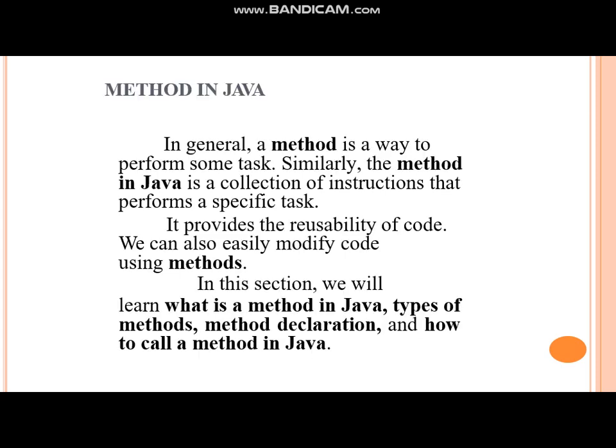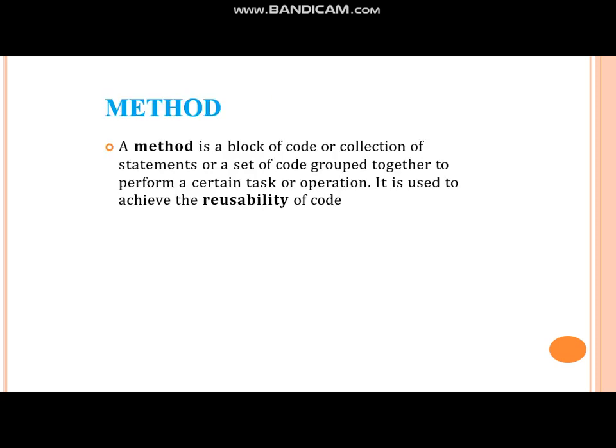Then methods in Java. In general, a method is a way to perform some task. Similarly, the method in Java is a collection of instructions that perform specific tasks. It provides the reusability of code. We can also easily modify code using methods. In this section, you will learn what is a method in Java, types of methods, method declaration, and how to call a method in Java. Method is a block of code or collection of statements or a set of code grouped together to perform certain tasks or operations. It is used to achieve reusability of the code.